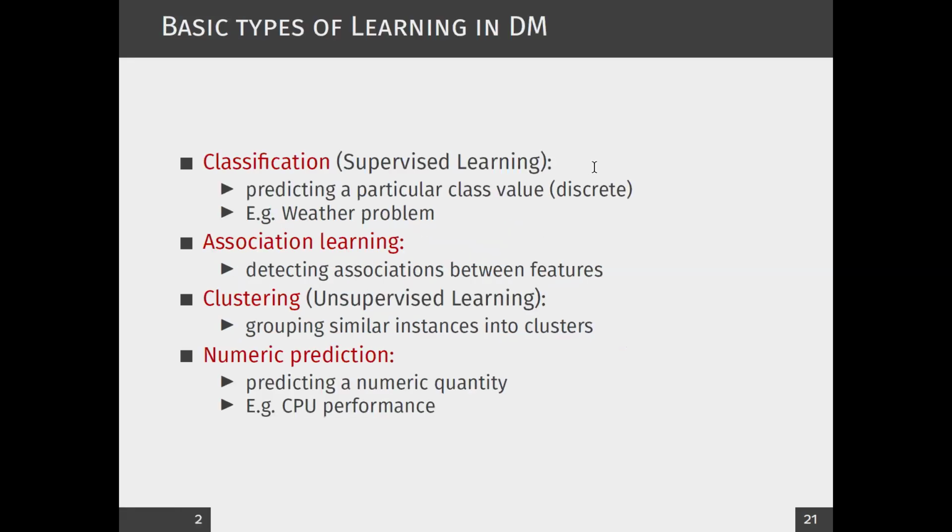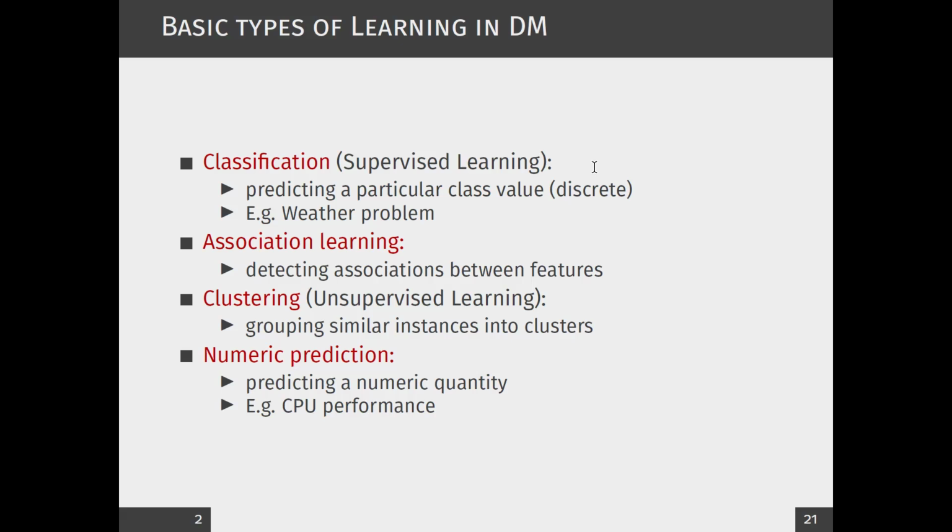So having said that, you know that any data analytics environment, simply we can talk about four basic types. First one we call classification learning, or in other words, supervised learning. In this, what will happen? Usually you are trying to predict a particular value. Usually it will be discrete.